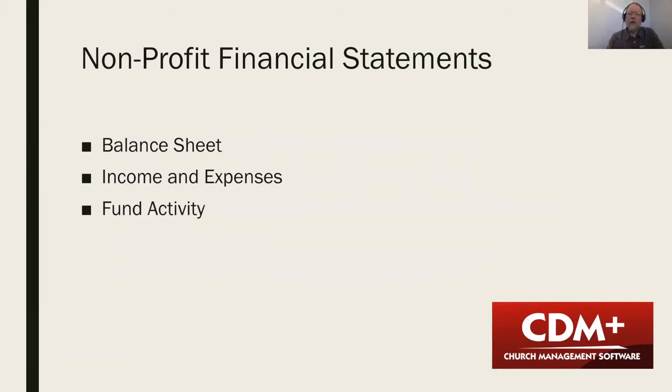And then a third report that sometimes gets overlooked is the fund activity report. And this takes income and expenses and really breaks it down by each of those funds. And again, we're going to take a look at each of these three reports in CDM Plus and then use that as a guide to step in and look at the chart of accounts and how that gets built and how those things affect how those reports get entered.